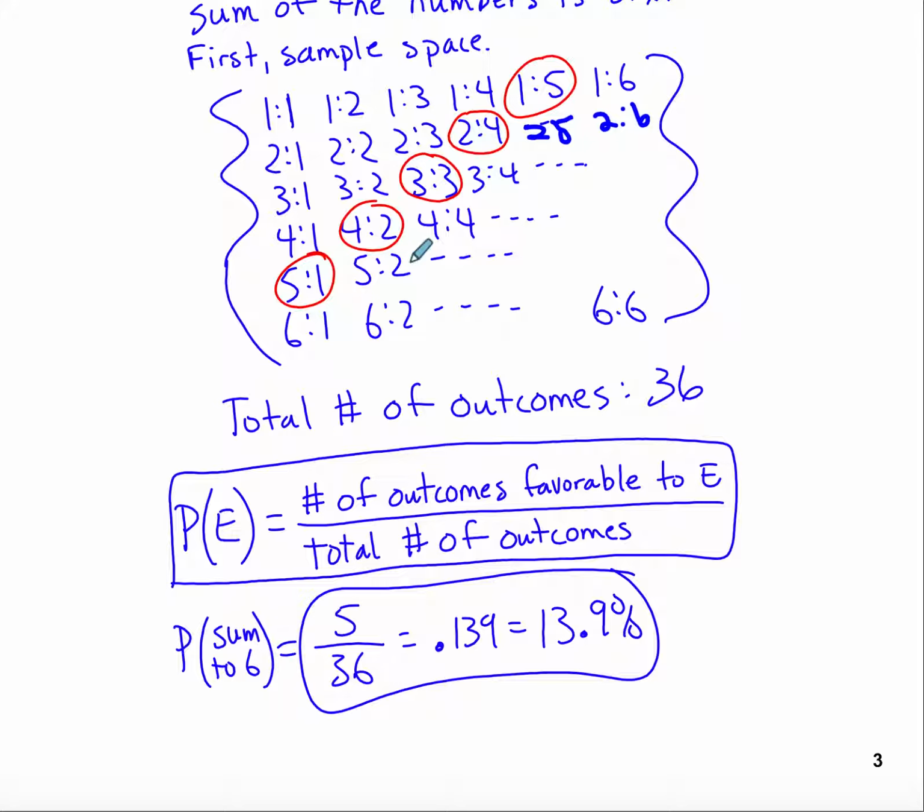And the probability of a sum of 6, because there are 5 ways that can happen, is 5 out of 36. Again, I prefer to leave it as 5 out of 36, but if you want to make it into a decimal or percent, you're more than welcome. But what I like about this is I know there are 5 ways this can happen out of 36 ways.